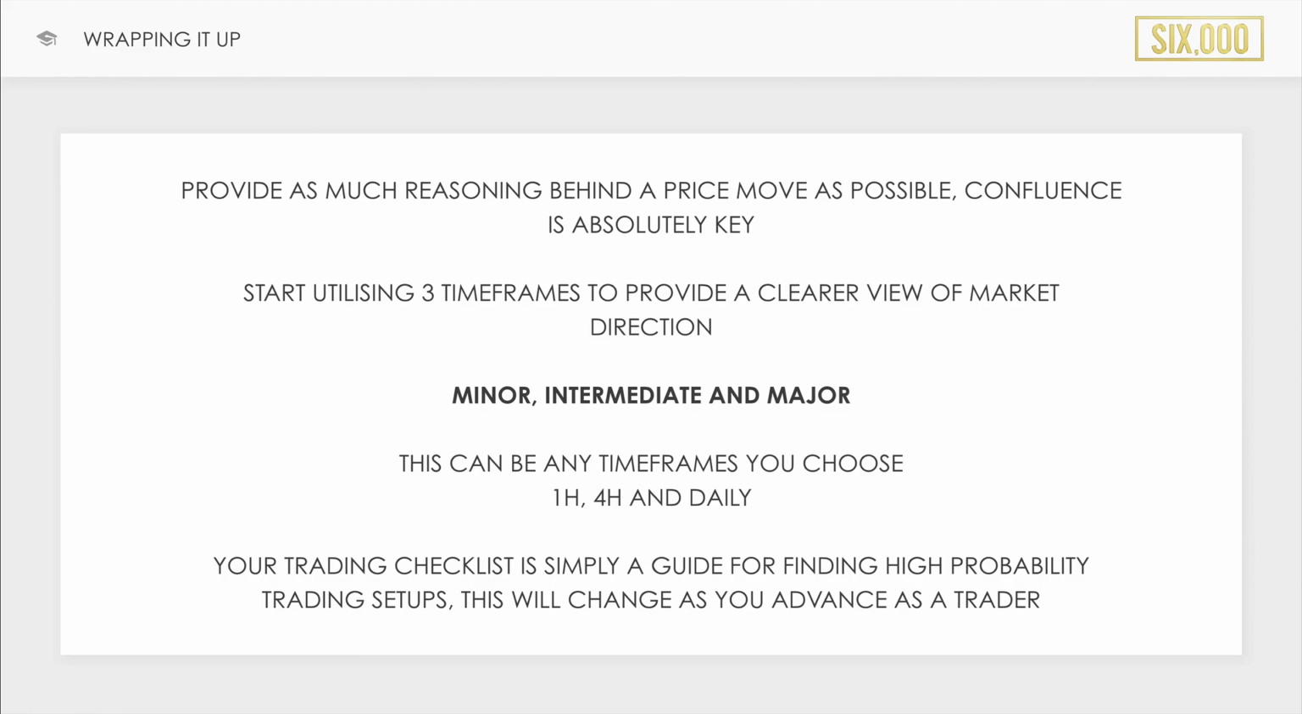Now your trading checklist, as I mentioned in the rookie mistake, is simply a guide for finding high probability trading setups. This will change as you advance as a trader, as mentioned previously. Once you complete the Harmonic Mastery course and progress through your trading career, you will maybe add in parts of your own choice. You may change your trading checklist to what suits you. But for now, this is simply a guide for the 14-day course and beyond. This is simply to help you find those high probability setups to make, of course, a substantial amount of profit.